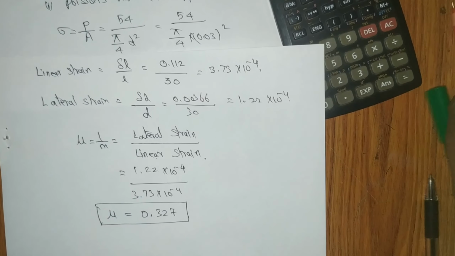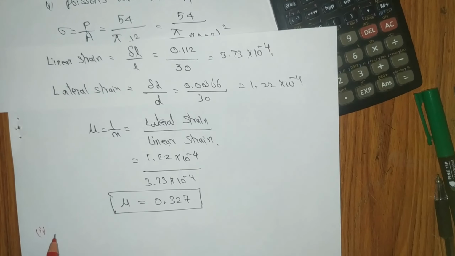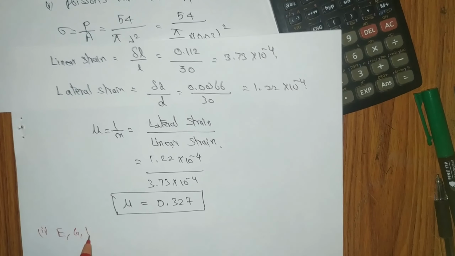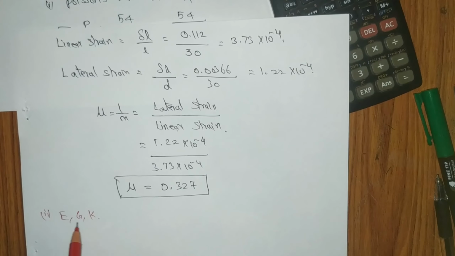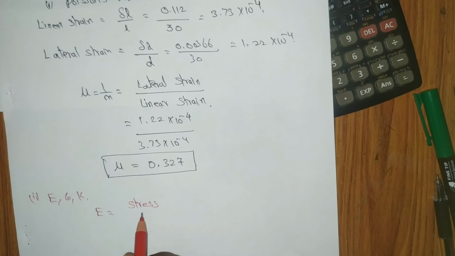So we got the value of Poisson ratio. Now only you are going to find out the three moduli. Second one is the moduli E, G and K. What is Young's modulus, shear modulus and bulk modulus. That's why we identified the stress value. E will be stress divided by strain.